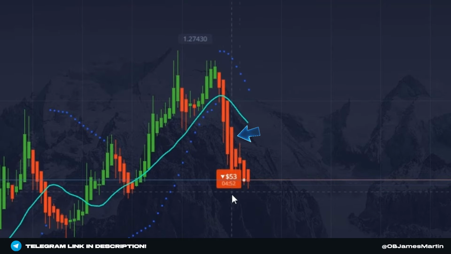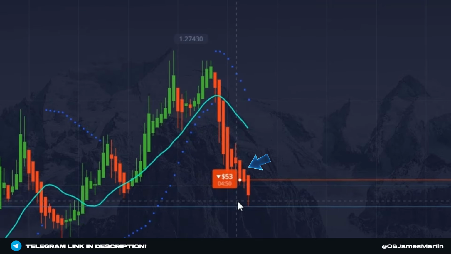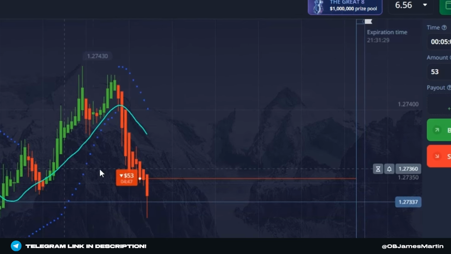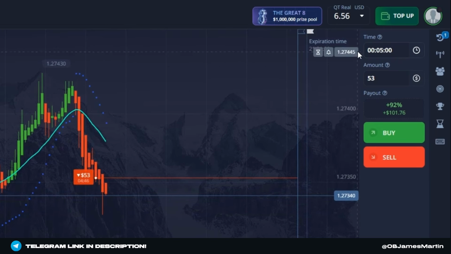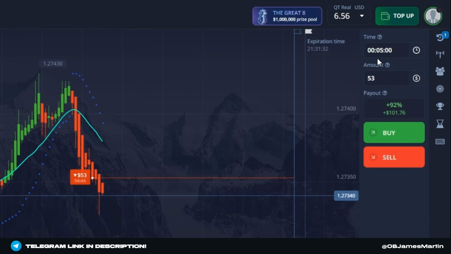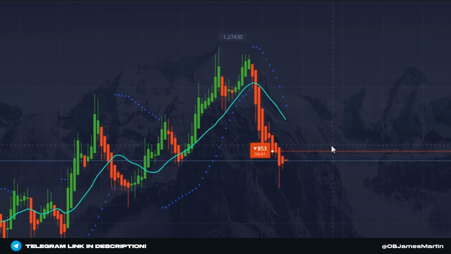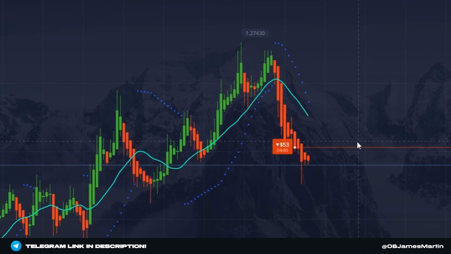Guys, don't forget that the time frame is 5 seconds, okay, and the trade expiration time is 5 minutes. It's a big difference. So do not use a 1 minute trade time. It will be very dangerous, and the meaning of the indicators is lost, okay?